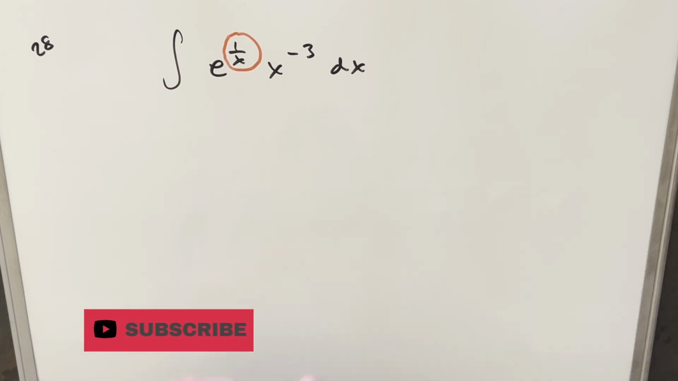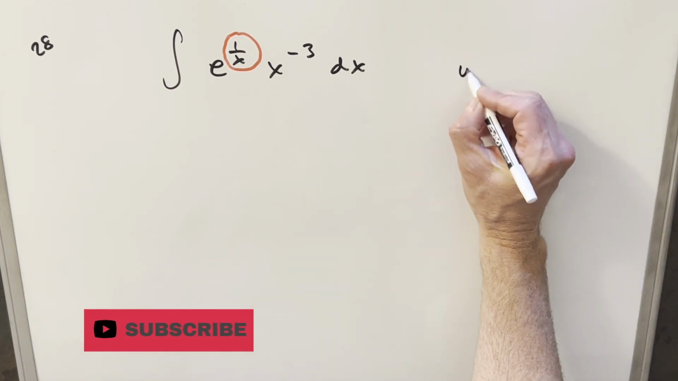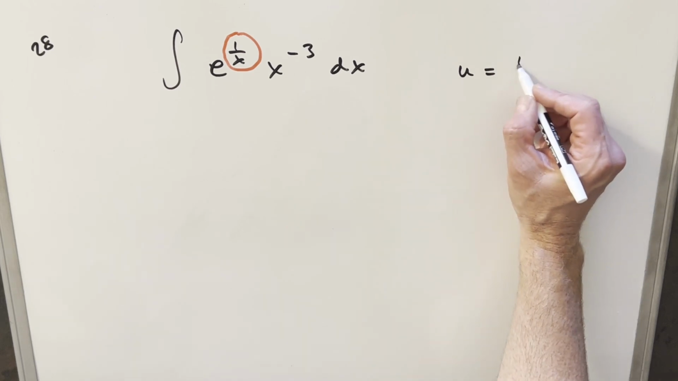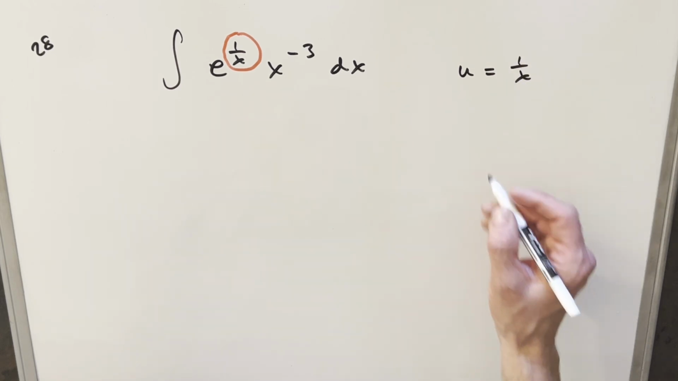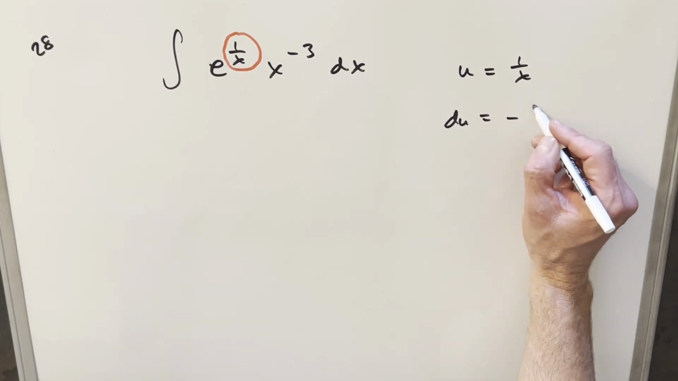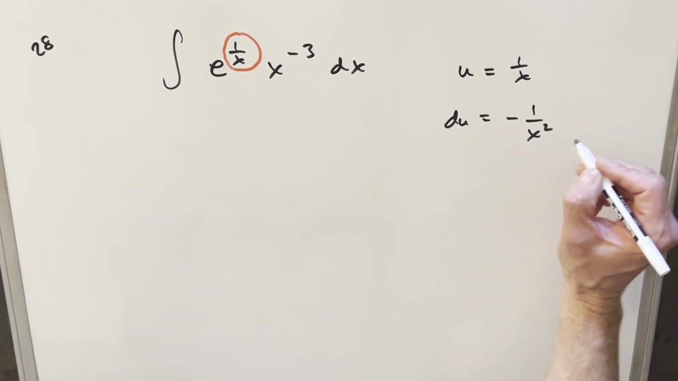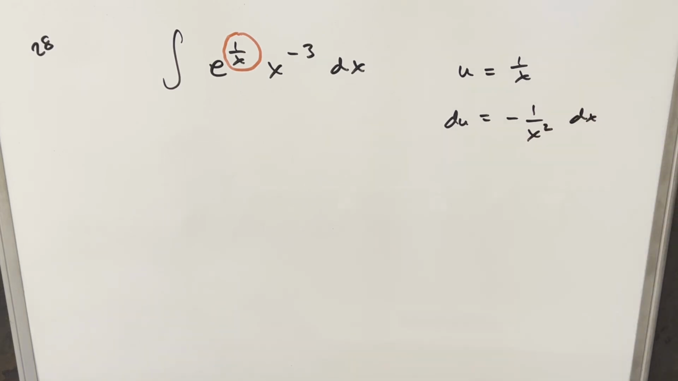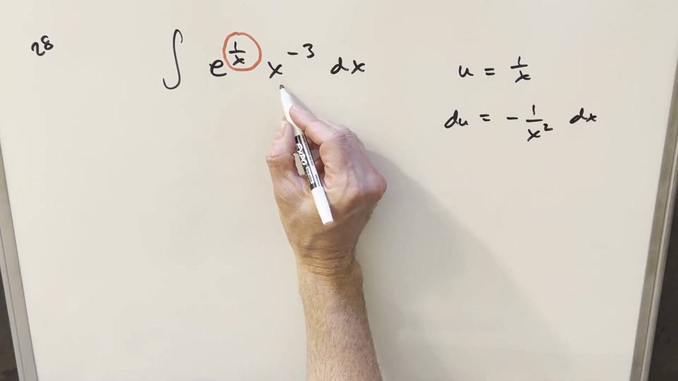So what I'm going to do is we'll do a u substitution for this and see what happens. So I'm going to call my u equal to just 1 over x. In order to simplify that, we'll take a derivative. So our du value is going to be, derivative of this is going to be minus 1 over x squared dx.